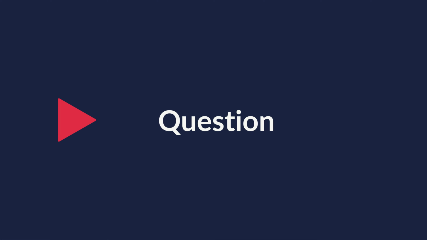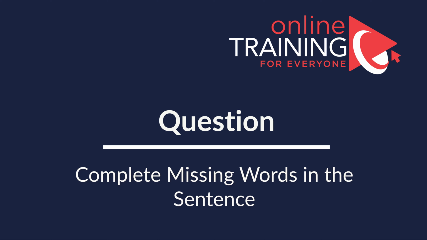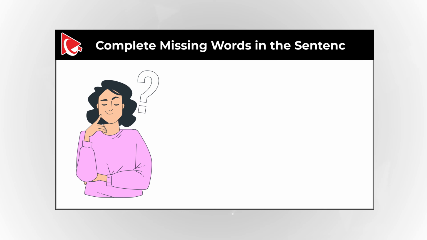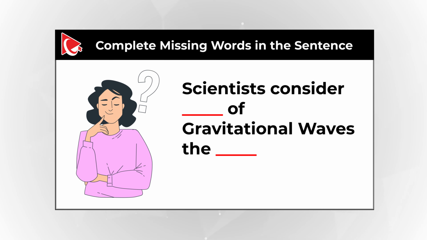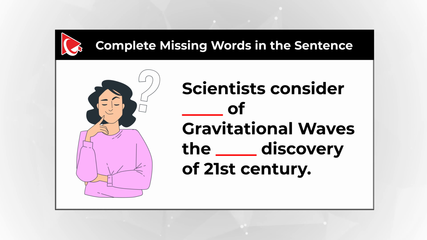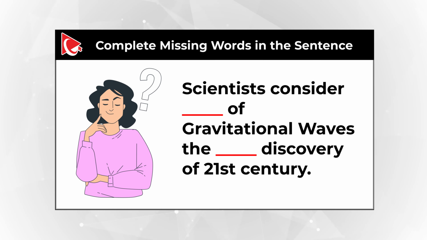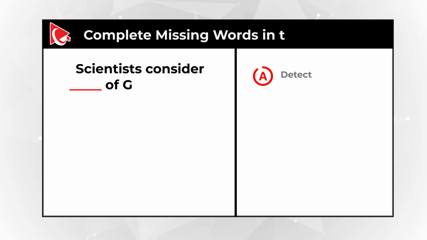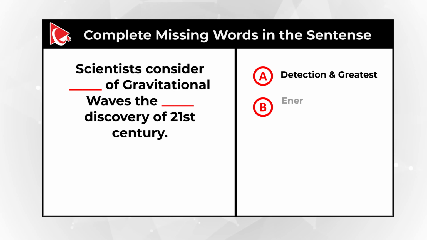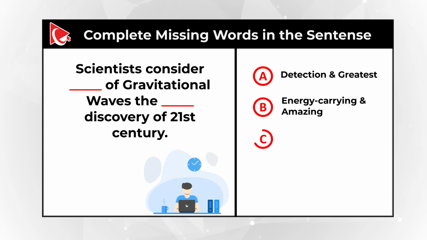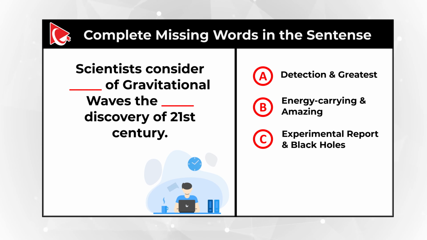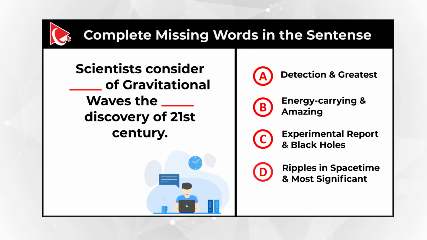Here's a very interesting question which may not be as simple as it looks. You're presented with the sentence, "Scientists consider something of gravitational waves the something discovery of the 21st century." You need to complete the missing words and replace something in the sentence with 1 out of 4 different choices. Choice A, detection and greatest. Choice B, energy carrying and amazing. Choice C, experimental report and black holes. And choice D, ripples in space-time and most significant.